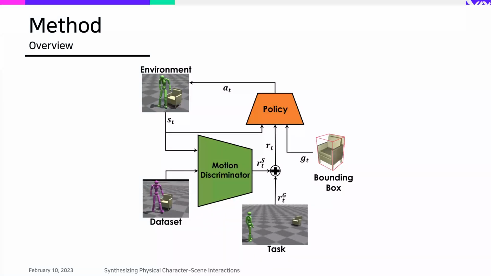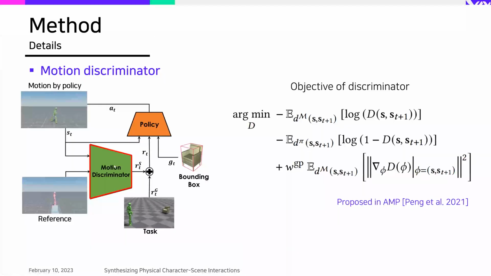The framework consists of two main parts, the policy and the motion discriminator. The first component, the discriminator, has the role of distinguishing policy-generated behaviors from motion dataset behaviors. The second component, the policy, determines how the character moves in order to maximize the reward r_t. The objective of the first component, the motion discriminator, is to find the parameters that minimize the following equation.